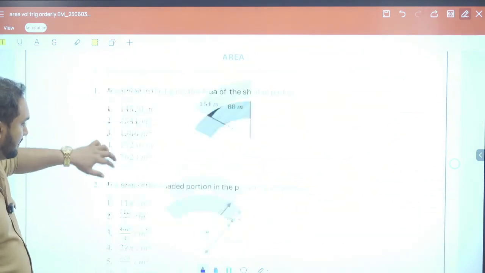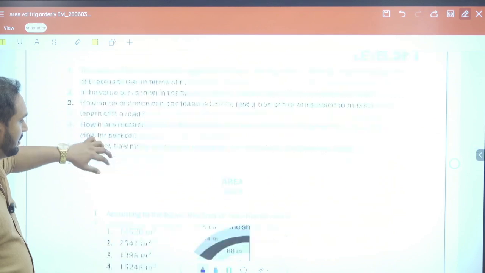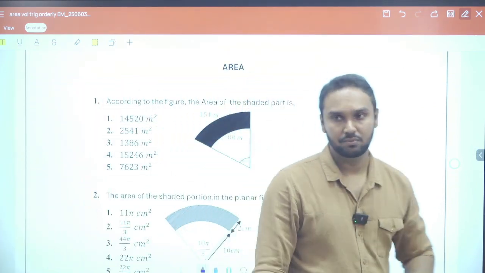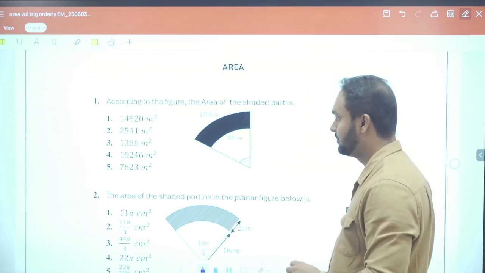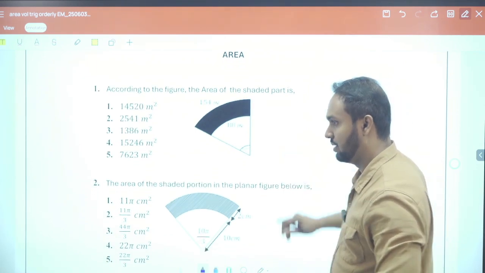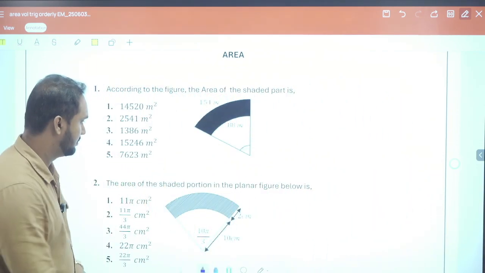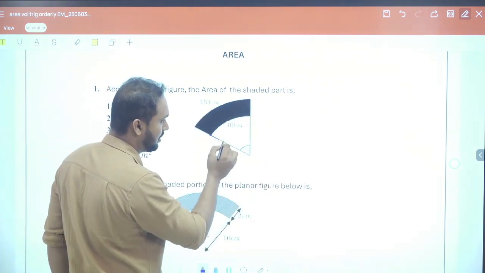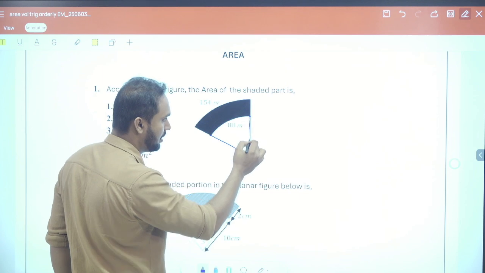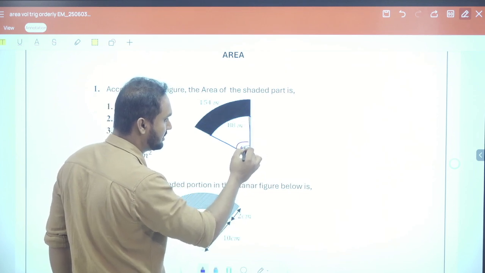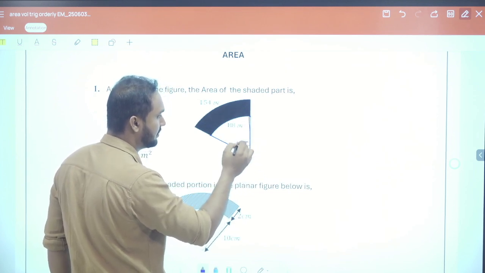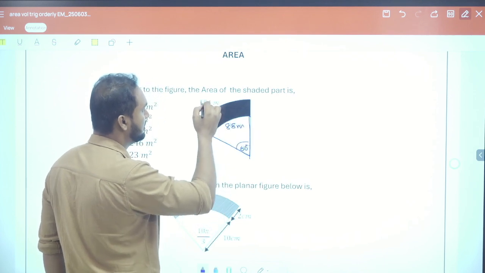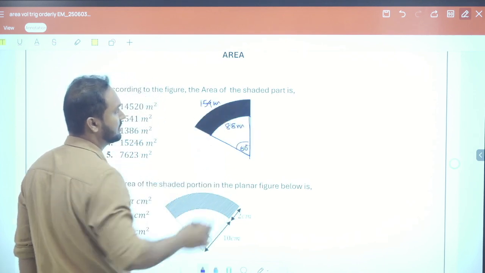Right. Now skip that question. That is one of the essays. Now we come to the area. Listen. Now this part is new. Listen. So it's still not visible much, right? Now this angle is 60 degrees. This is 88 meters. This is 154 meters, right?